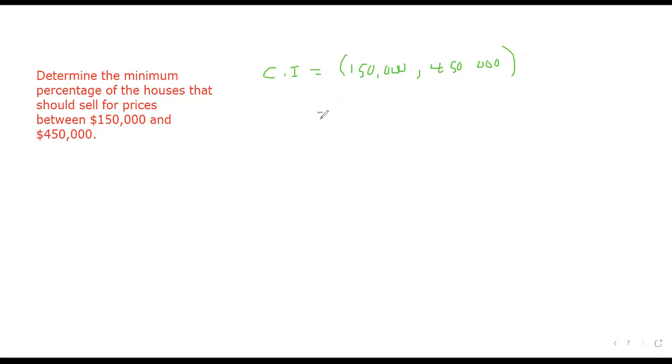We know that the confidence interval is the mean plus or minus K standard deviations. We know what our mean is. From the previous example, our mean is 300,000, right? And our standard deviation was 50,000, right?